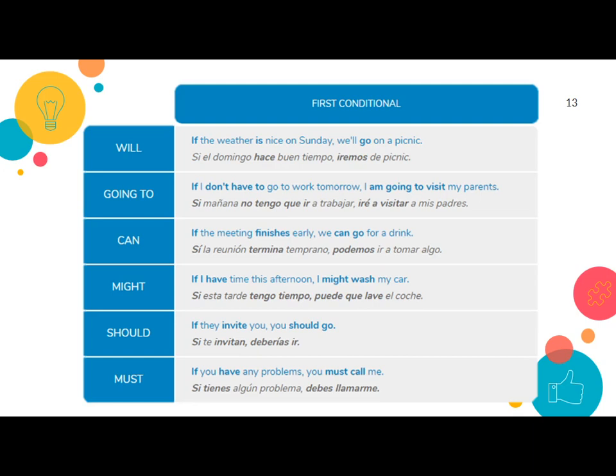Here we're using the same structure that we had in the first slide of the first conditional: simple future form using will. But we can also use the following structures: going to, can, might, should, and must. The example of going to: if I don't have to go to work tomorrow, I'm going to visit my parents. So that means I'm going to visit. That's going to be a result if I don't have to work tomorrow.